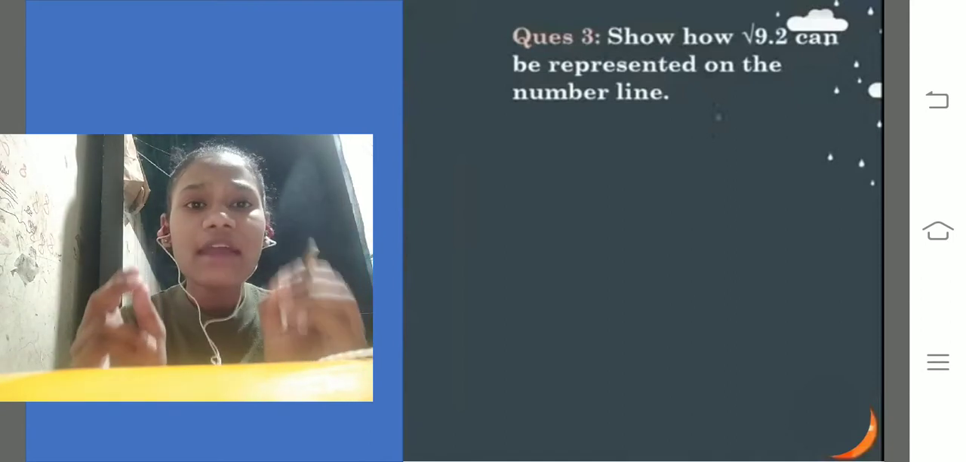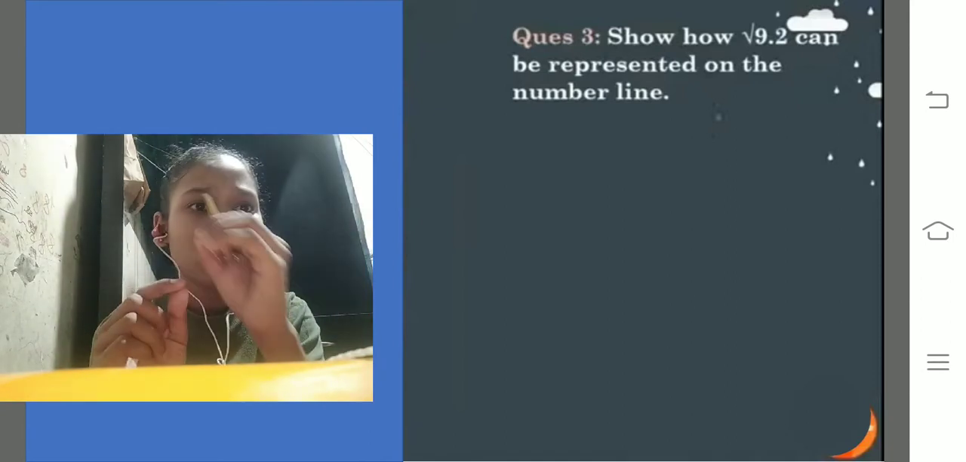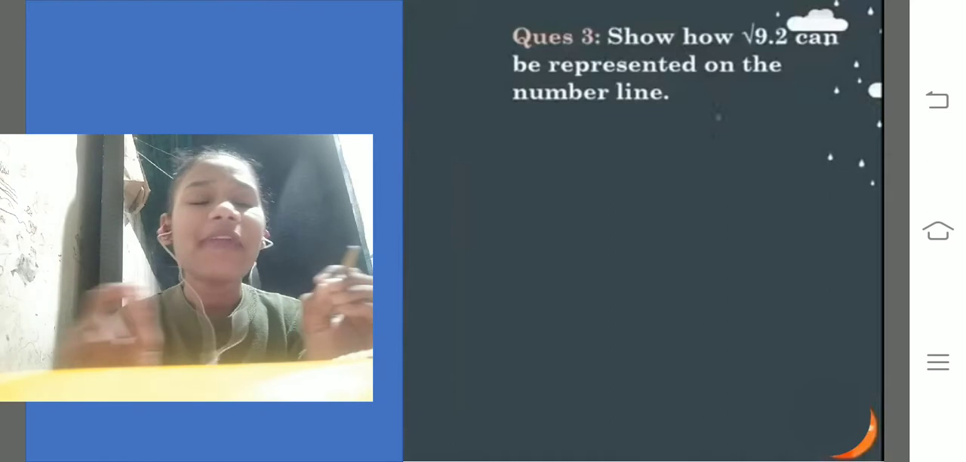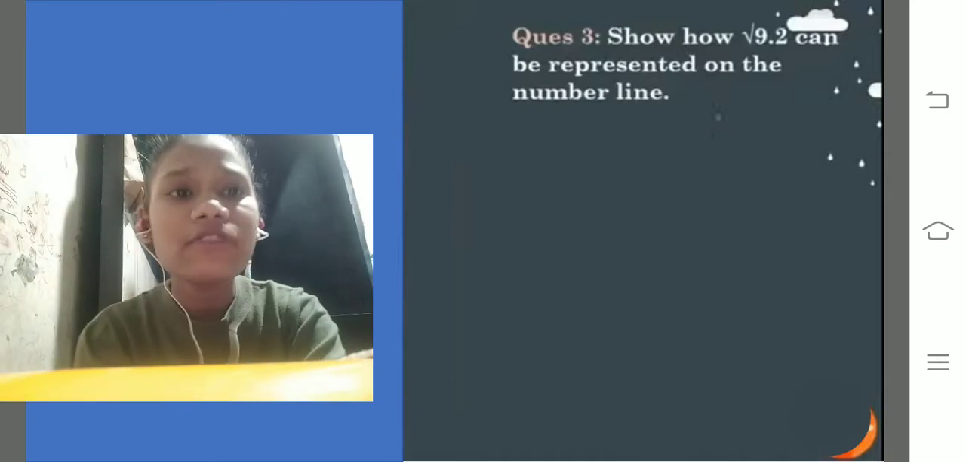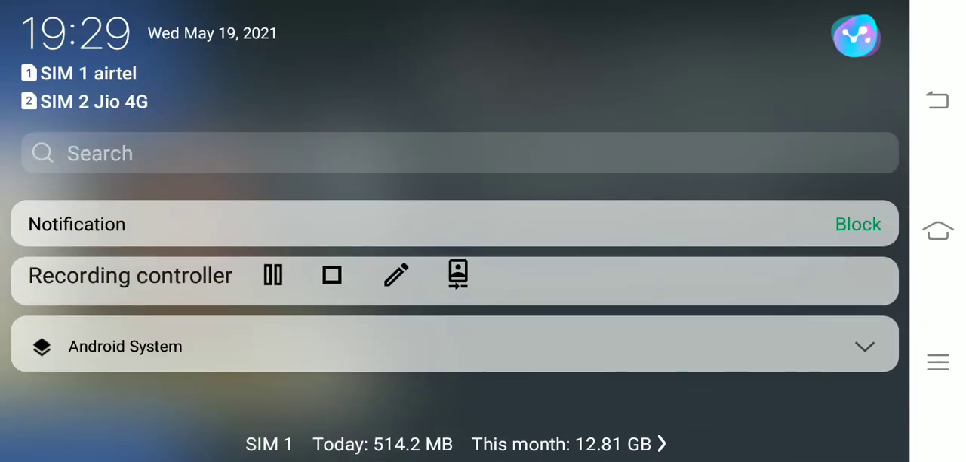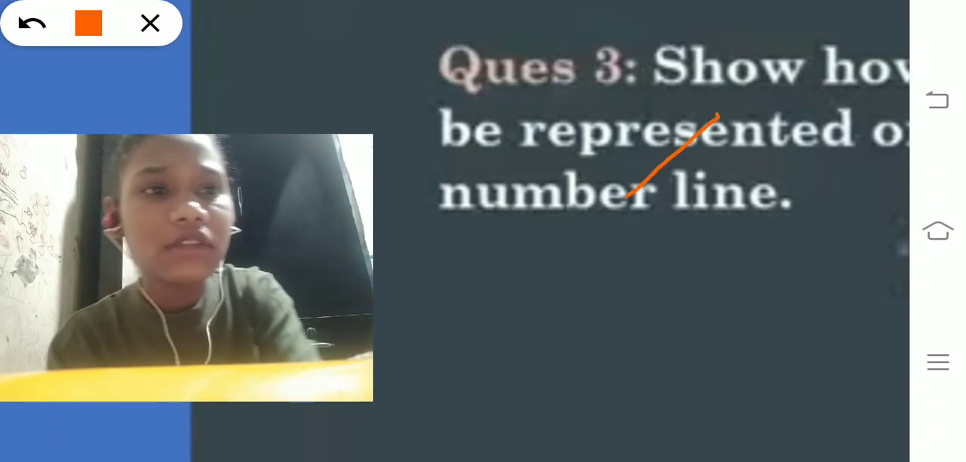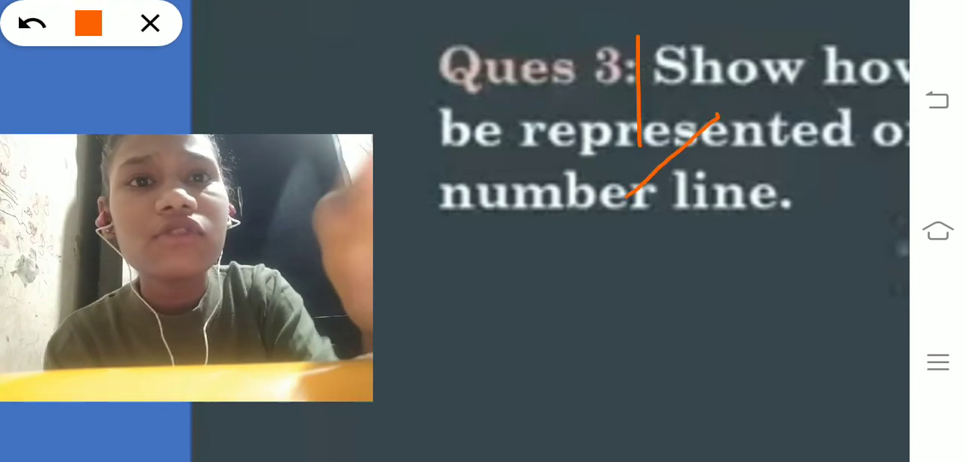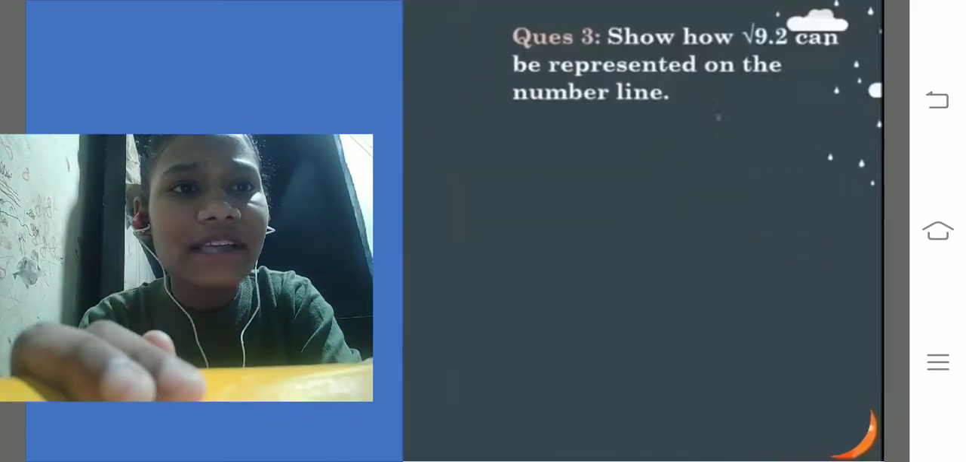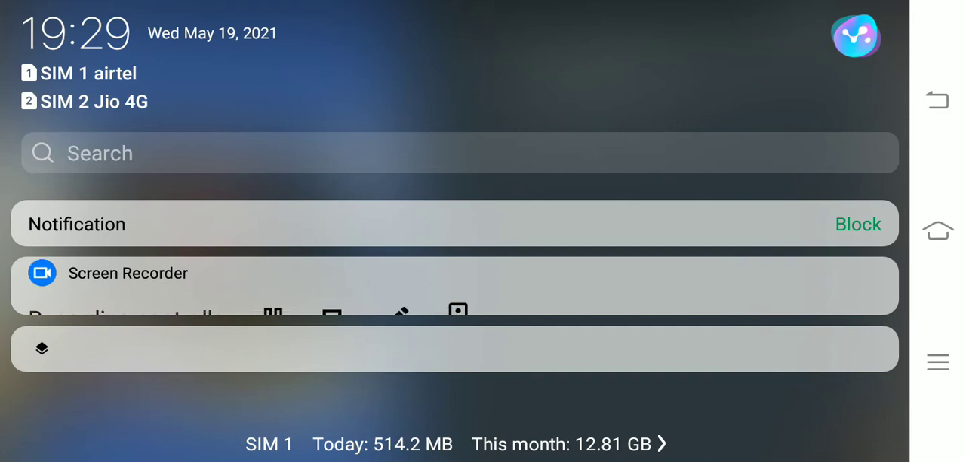Now we have to represent root 9.2 on the number line. So now let us go and see how we have to represent it. So first of all we will minimize it, and then let's start.